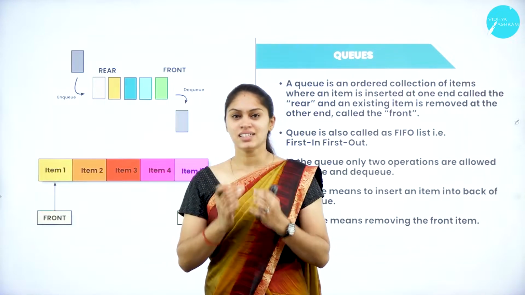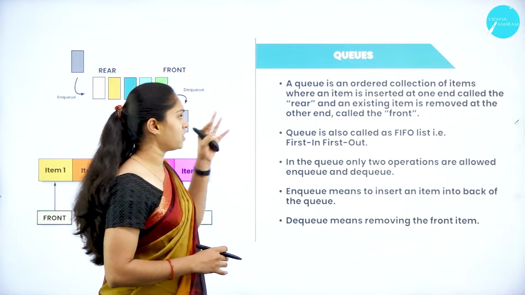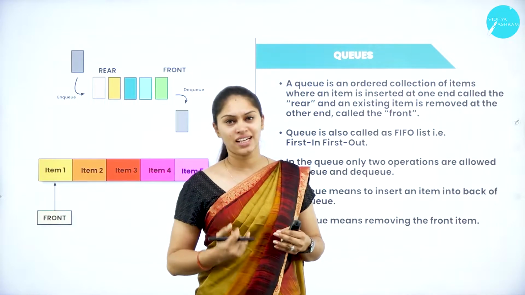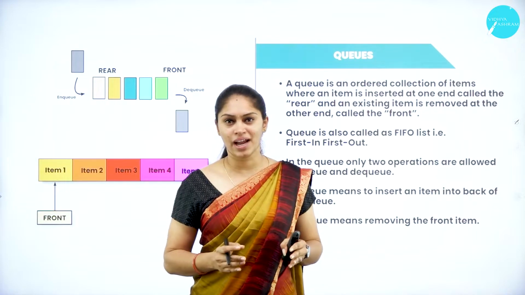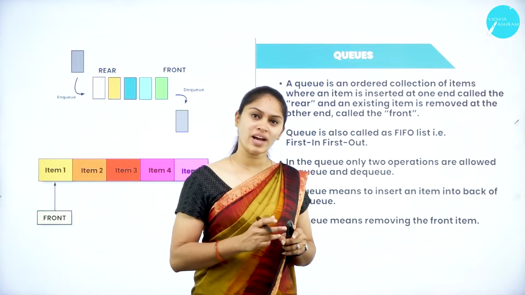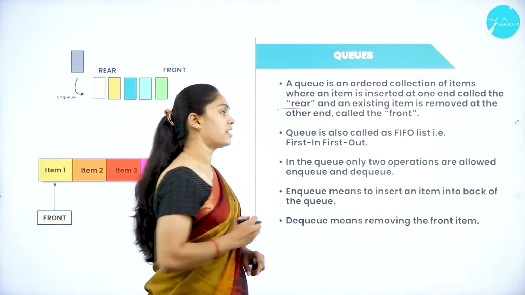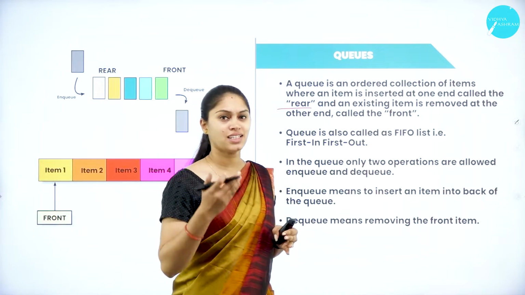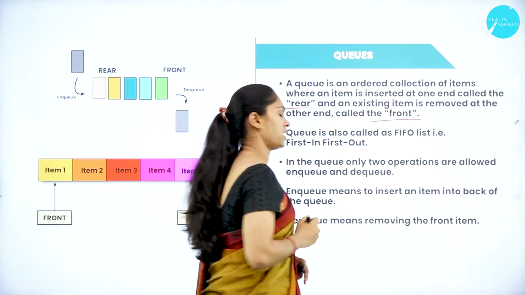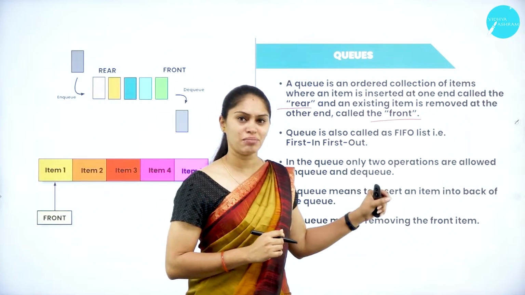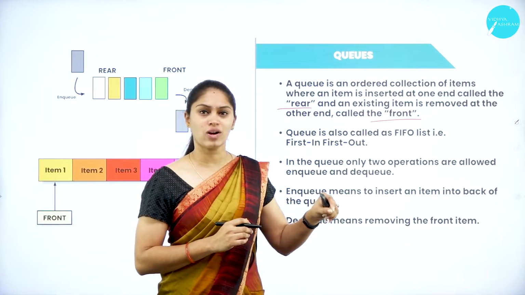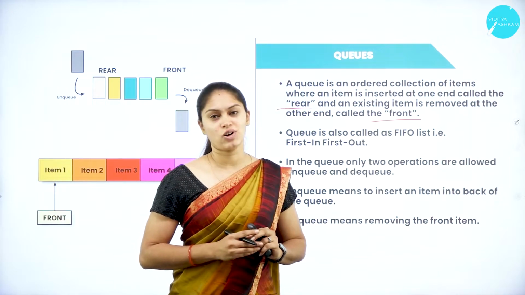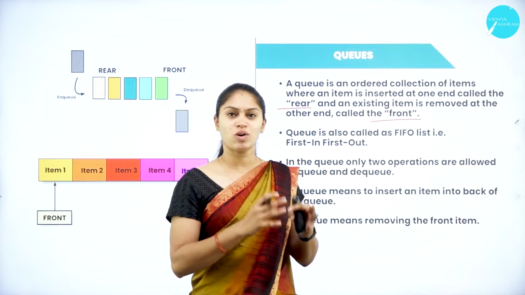But here we have a different thing in the queue. Here queue is also an ordered collection of elements. We can insert an element and we can delete an element, but not from the same end. We are going to insert an element from one end, which we call the rear end. And we are going to delete an element from another end, which we call the front end. So when we are inserting an element into the queue, that end is called the rear end. When we are deleting an element from the queue, that end is called the front end. So that is the definition of a queue.